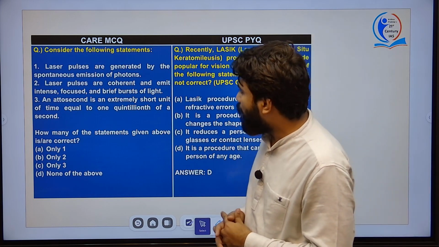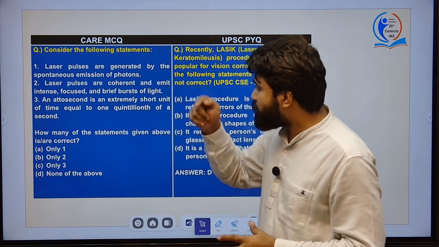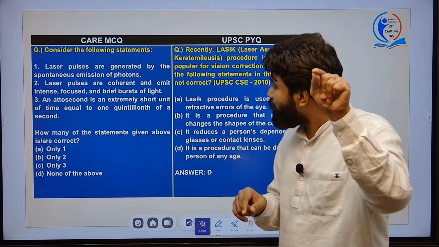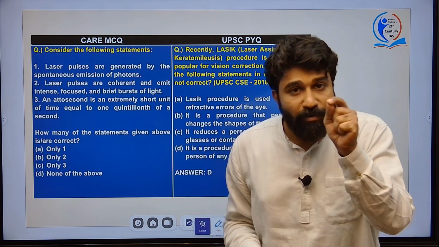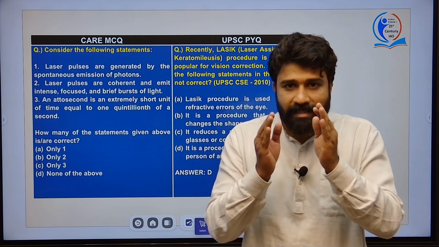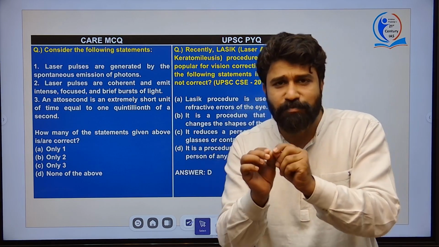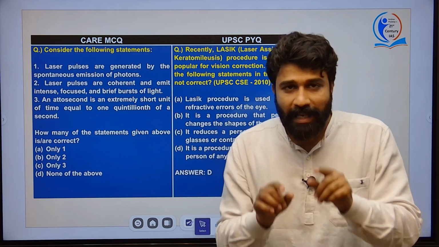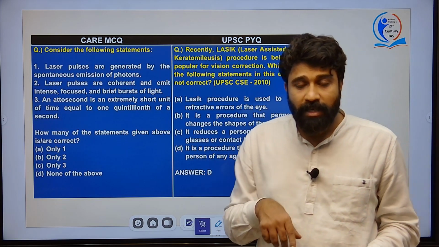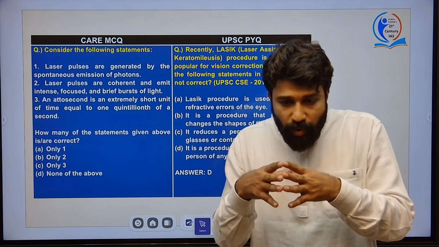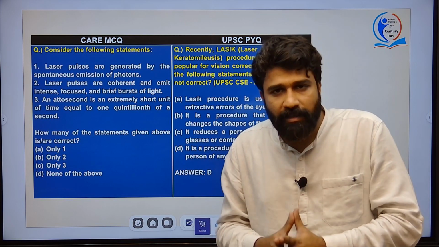Next, the third statement: an attosecond is an extremely short unit of time equal to 1 by 10 to the power of 18th part of a second. This is a time interval which can capture even fractions of the motion of a substance revolving at a faster pace, like an electron moving around the nucleus, which has the protons and neutrons. Okay. Any object may contain atoms, right.